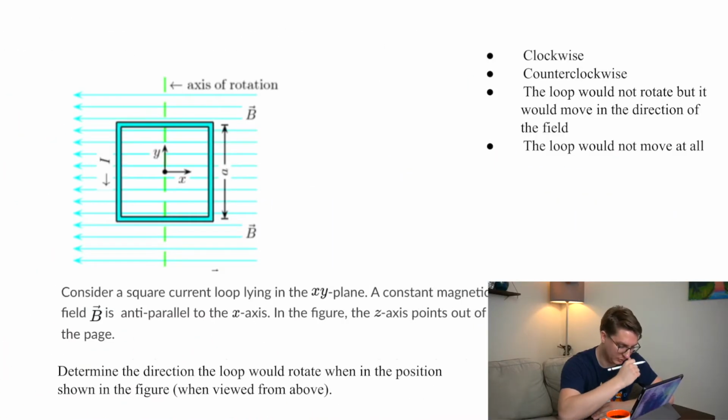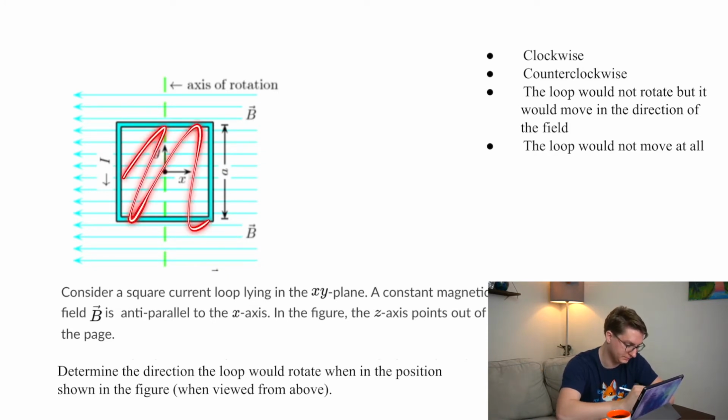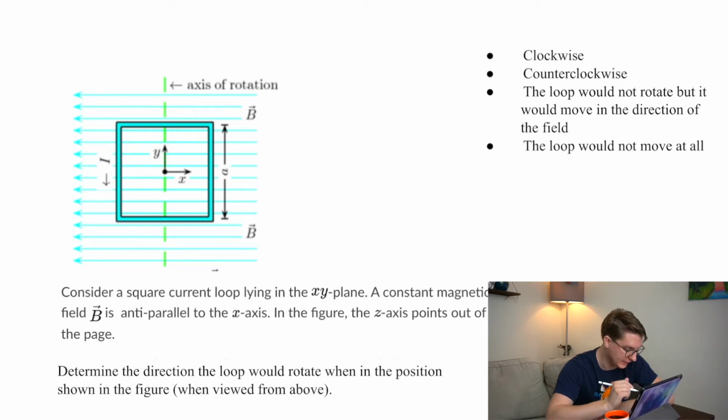Okay, consider a square loop lying in the XY plane. So this is in some flat plane. A constant magnetic field is anti-parallel to the x-axis, going the opposite direction of the x-axis. In this figure, the z-axis points out of the page, so that means it's pointing towards us. If you know about cross products, you can do the right hand rule with x, y: point your hand in direction x, curl it in terms of y, and z should be pointing with your thumb, so it is coming out like this. Okay, determine the direction the loop would rotate when in the position shown.